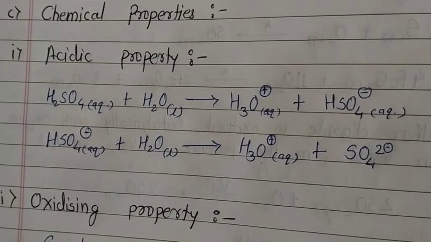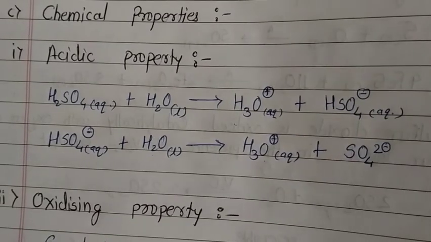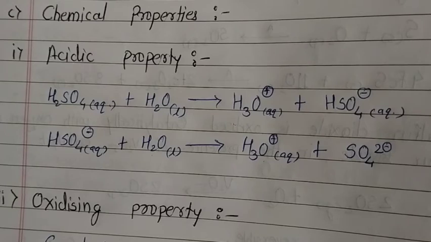Greater the value of ionization, stronger is the acid. The H2SO4 dissociates in a large amount into H positive ion and HSO4 negative ion. So H2SO4 is a strong acid.